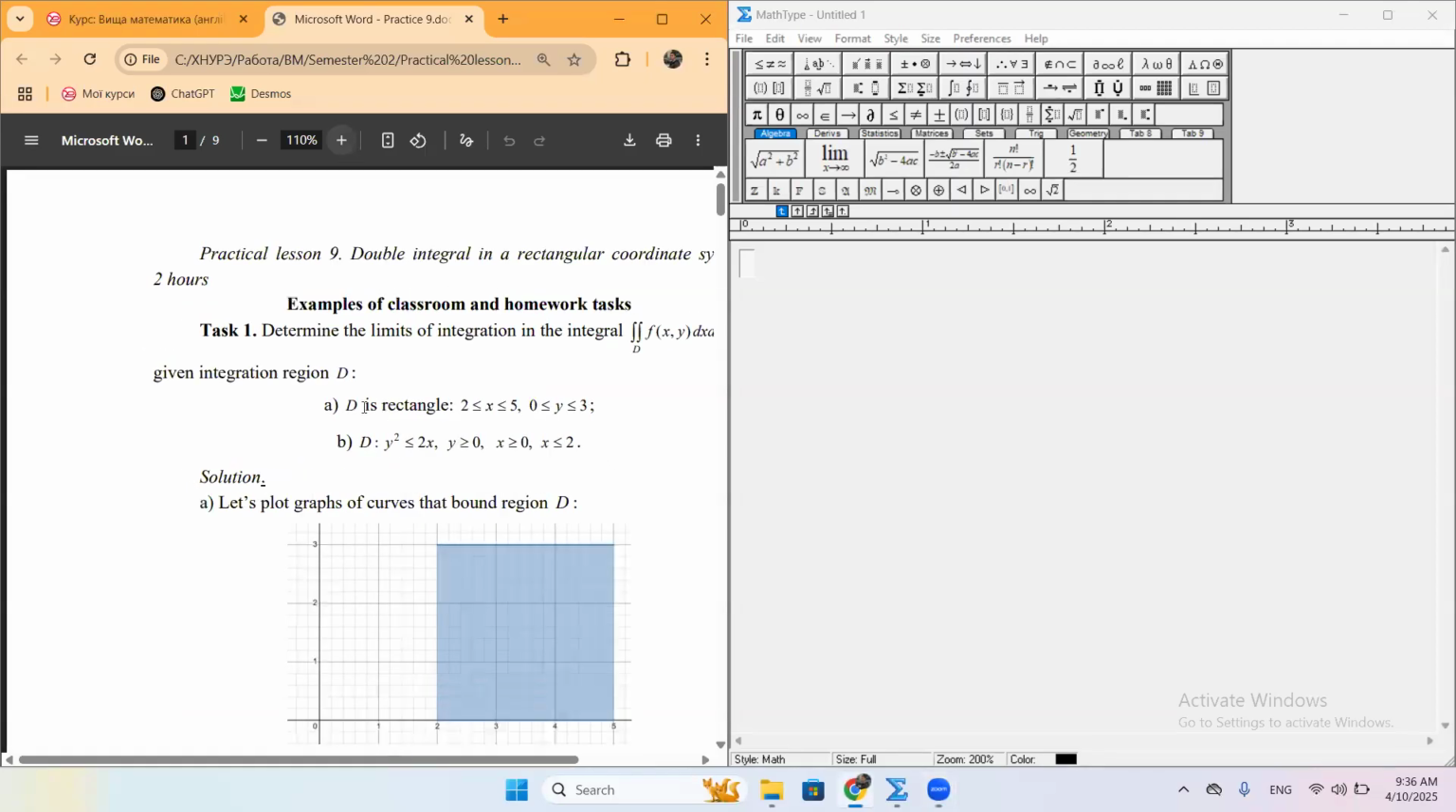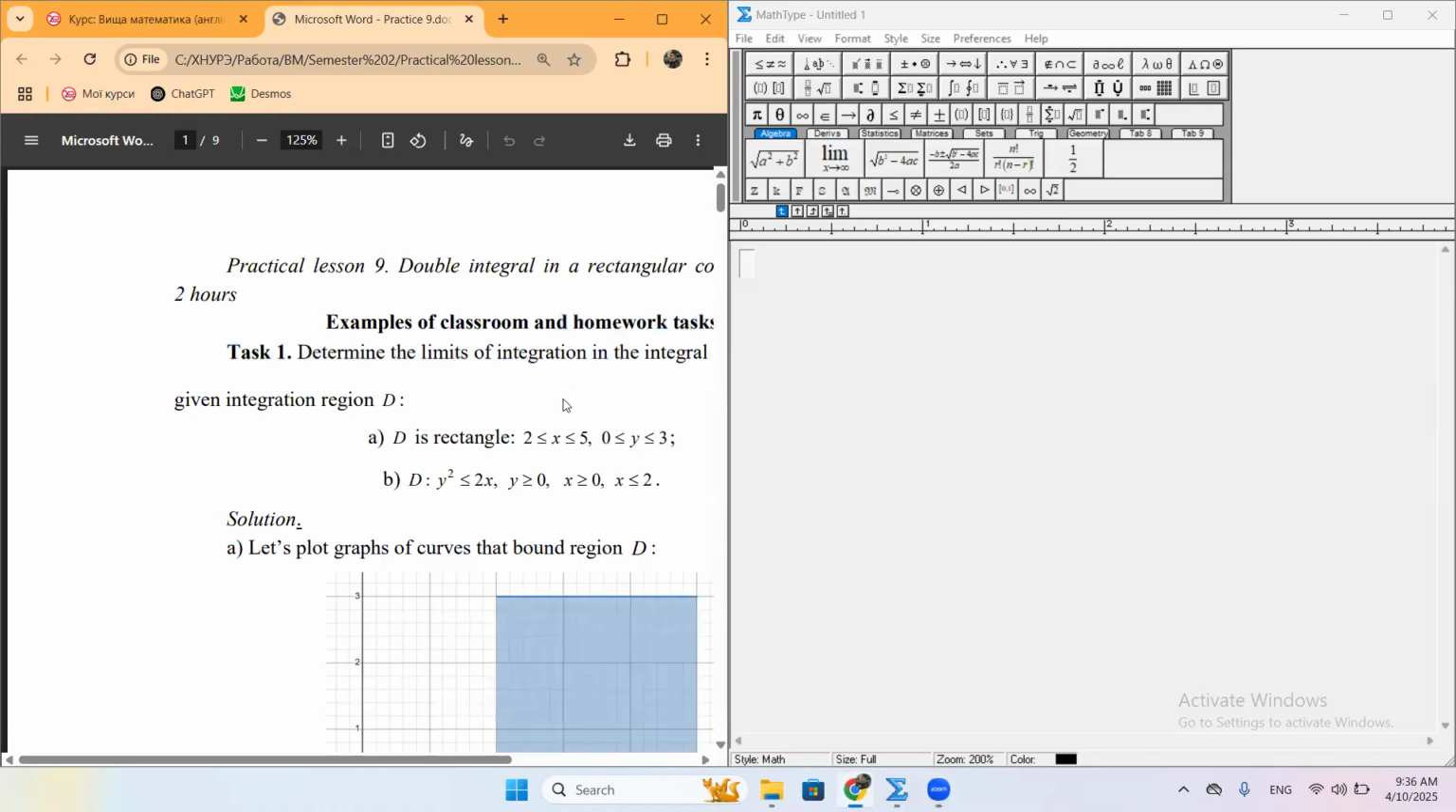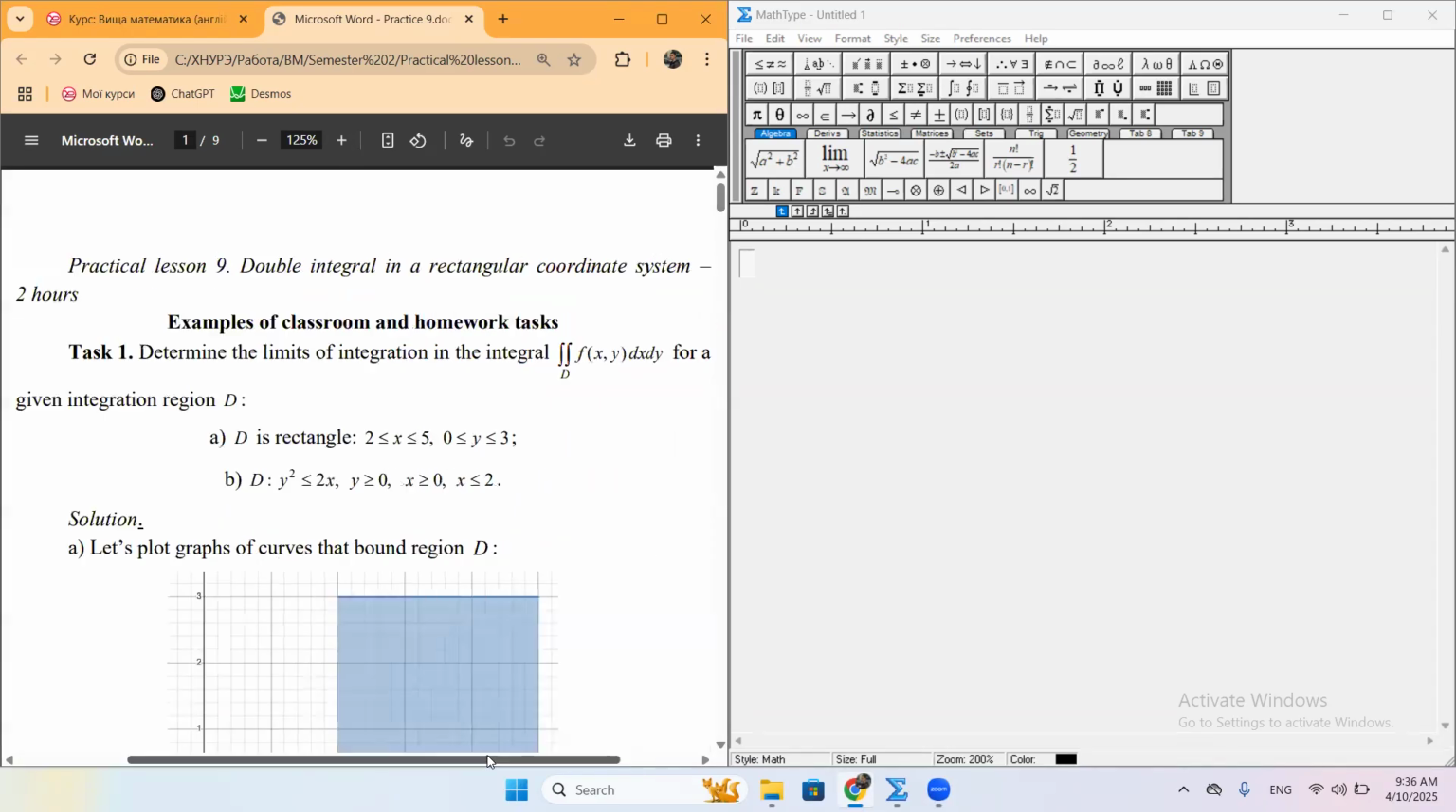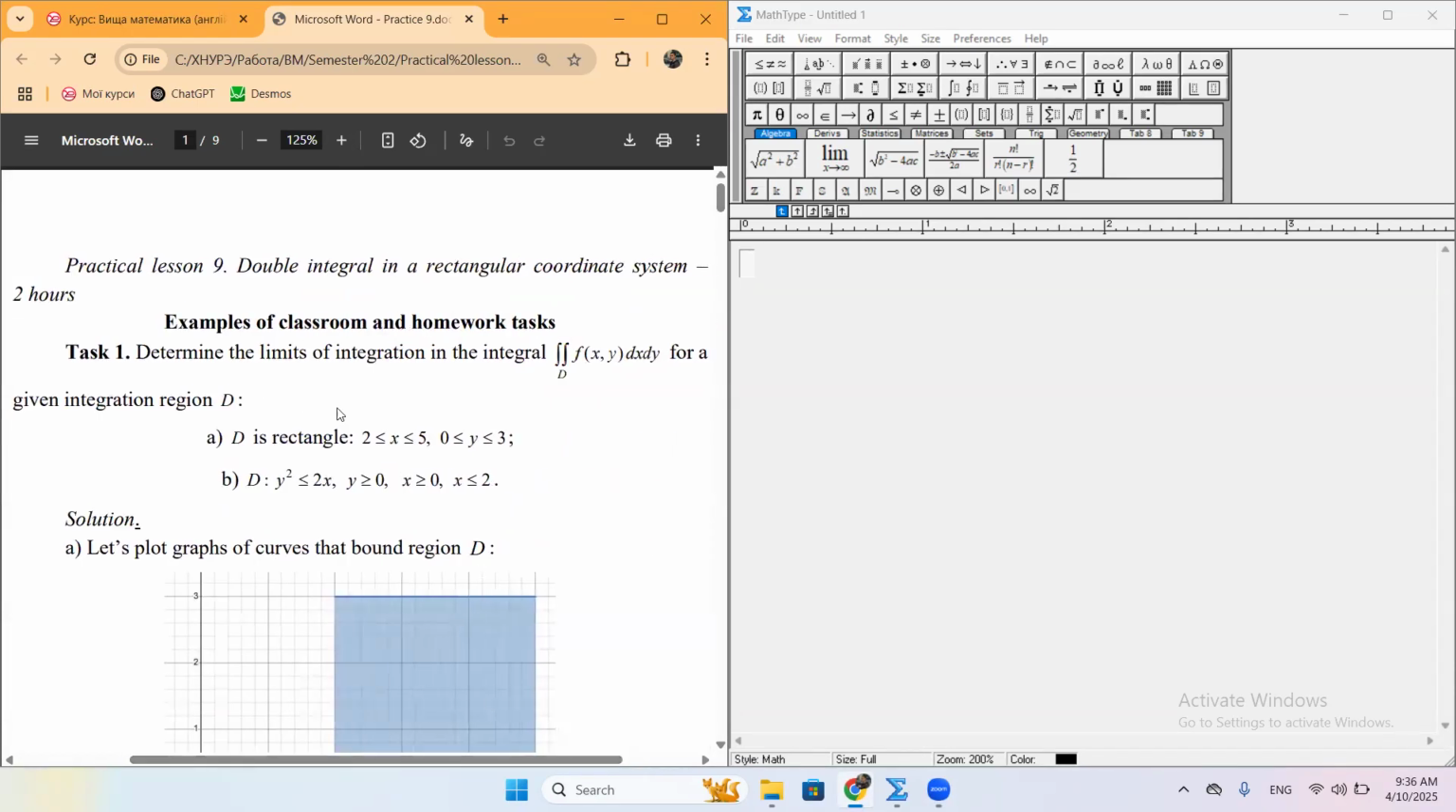Before we start calculating integrals themselves, first of all, we will have some practice in determining limits of integration in the integral. Which function is under the integral doesn't matter for now. We just need to set correct limits. First of all, we need to plot this region.